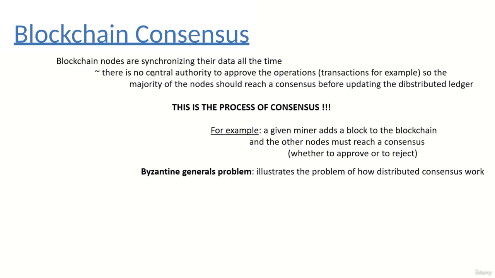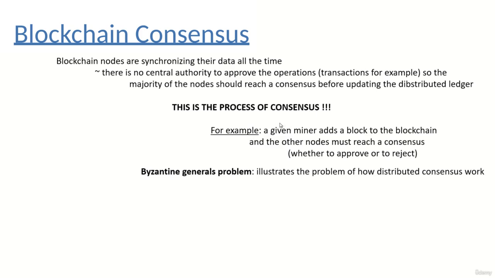And because there's no central authority to approve the operations such as transactions in Bitcoin, the majority of the nodes should reach a consensus before updating the distributed ledger. And basically this process is called consensus.